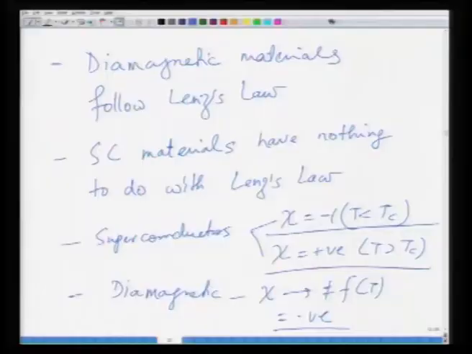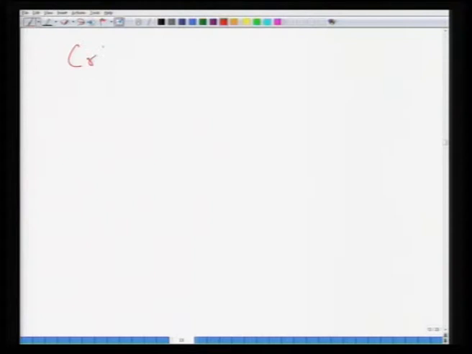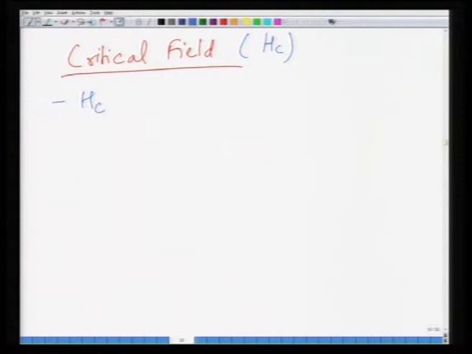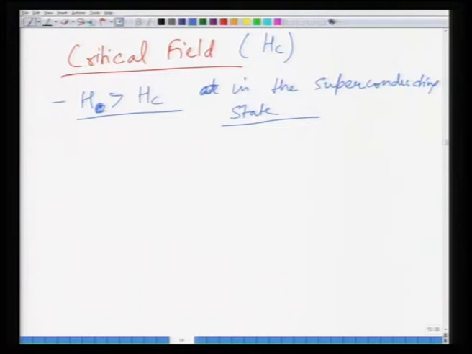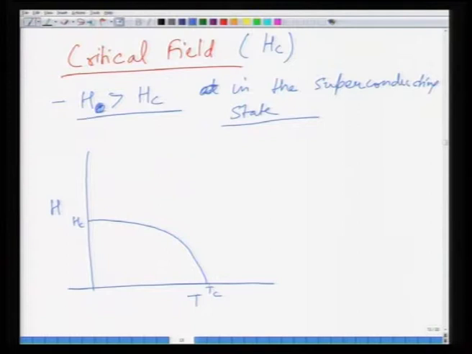Another concept which comes in the wake of this Meissner effect is called the critical field, Hc. When H is greater than Hc, the material does not remain superconducting. How do you see it? Let us say this is magnetic field, this is temperature. There is a correlation here. So, this is Hc and this is Tc. Of course, at zero field below Tc the material becomes superconducting. So, this region is the superconducting regime. Anything above it becomes normal.